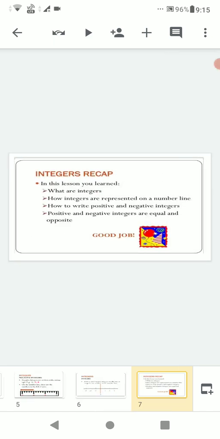Then, integers recap. So students, in this topic today, you have learnt about integers. We know natural numbers are 1, 2, 3, 4 and so on. Whole numbers are 0, 1, 2, 3, 4 and so on. Negative numbers are -3, -2, -1.